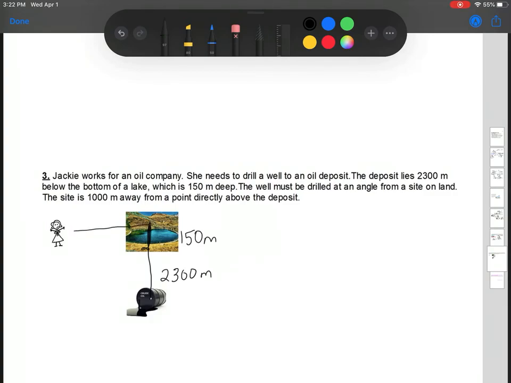So in this picture here, let's just use Jackie as the point that's 1,000 meters away. And then it has to be drilled at an angle. So we want to drill to the oil at an angle. What angle is that? That's what we're going to figure out.